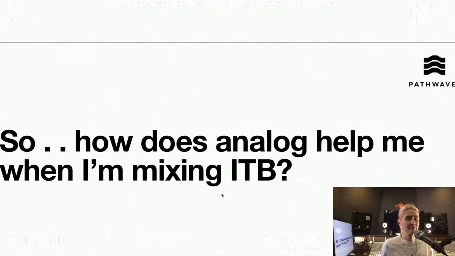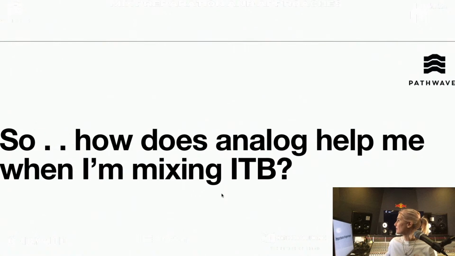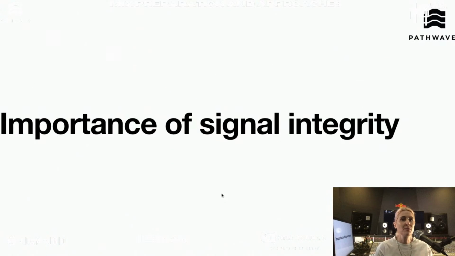Let's go back to this one. So just to summarize, how does thinking about analog processes help when I'm mixing in the box? So the importance of signal integrity. That means thinking about gain staging, thinking about unity, and setting that up first before diving into compressing the life out of things, right? So that's the first thing.